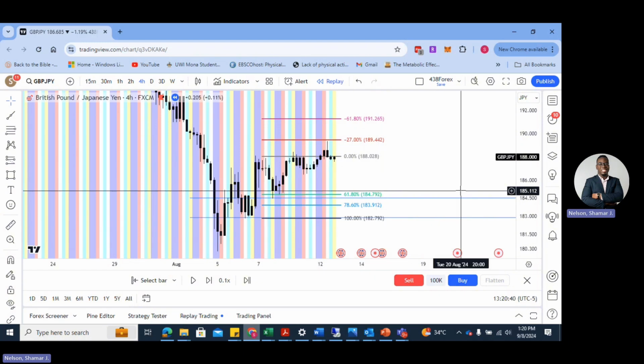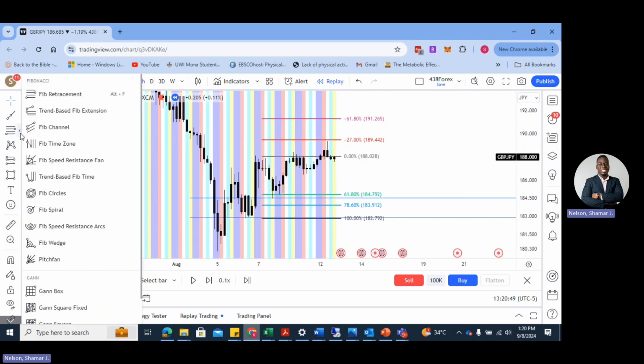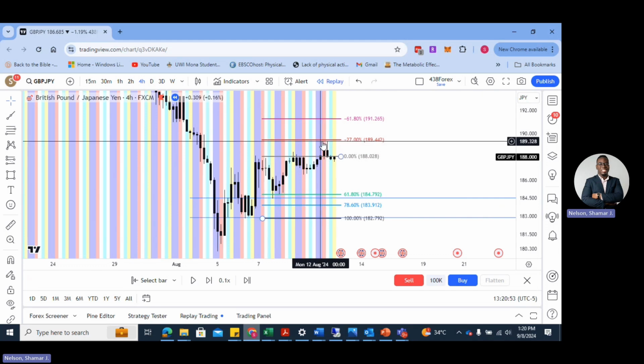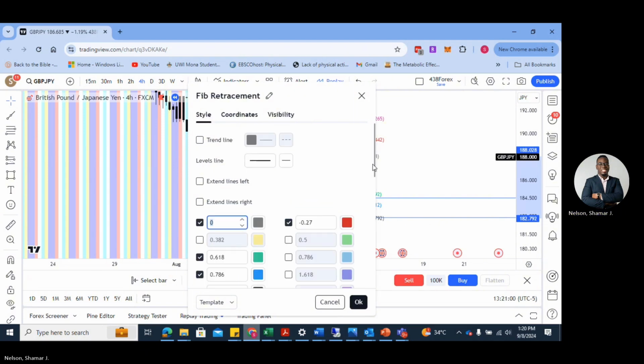All right. So this is our Fibonacci retracement tool. Now it's available from here on the panel. It looks like this. There are multiple versions, but what you want is a Fibonacci retracement. Now when you put it on your charts, you're going to have to customize it. So you double click on it, go to style, and you want to only have these levels on there.